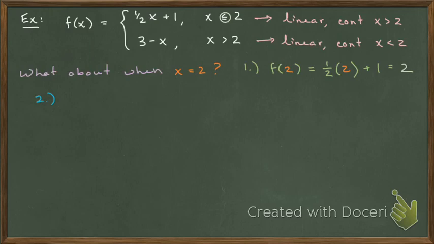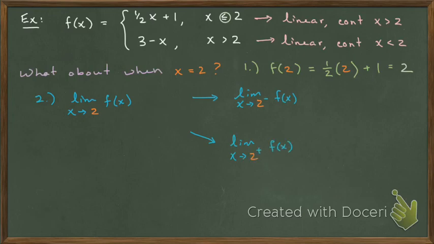The second criteria is that the limit as x approaches 2 has to exist. Now for this, remember the limit doesn't care about the function value. So I have to look from the left and from the right to determine the value of this limit.